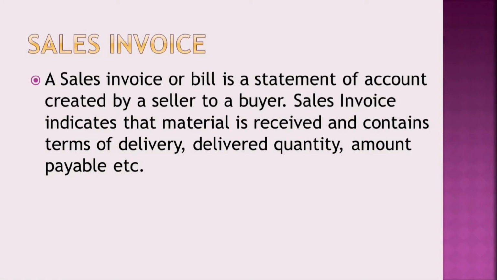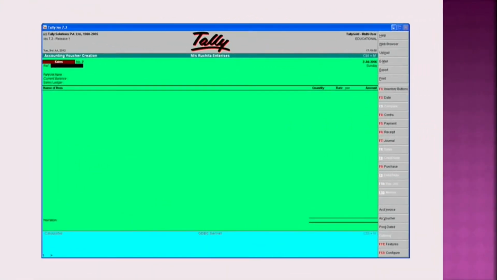Now what is sales invoice? A sales invoice or a bill is a statement of account created by a seller to a buyer. Sales invoice indicates that material is received and contains terms of delivery, delivered quantity, amount payable, etc. This is the screen for sales invoice.